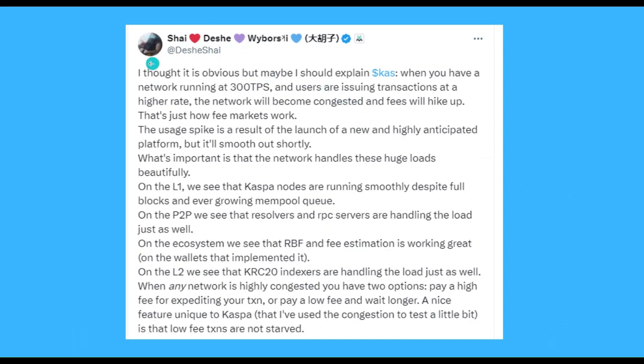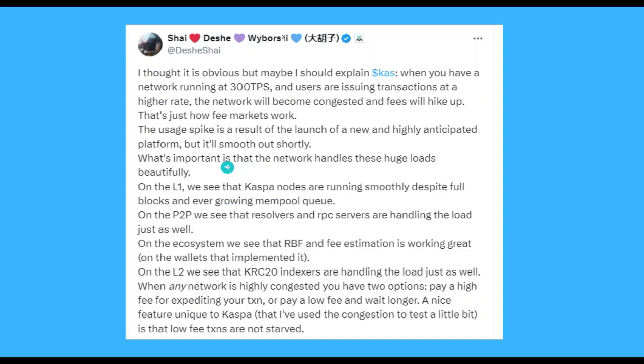Then Shaidesh went on to say, I thought it's obvious, but maybe I should explain. When you have a network running at 300 transactions per second and users are issuing transactions at a higher rate, the network will become congested and fees will hike up. So that's why there were some higher fees on the KAS network during this time. This is just how fee markets work. The usage spike is a result of the launch of a new and highly anticipated platform, but it'll smooth out shortly. And because Kasplex launched, there was huge congestion on the network.